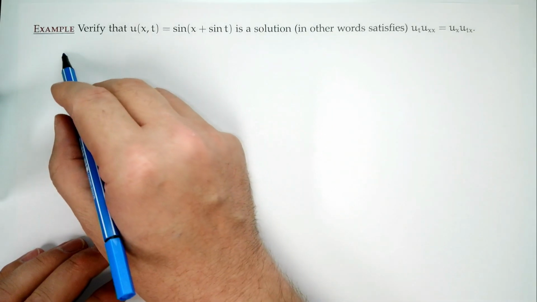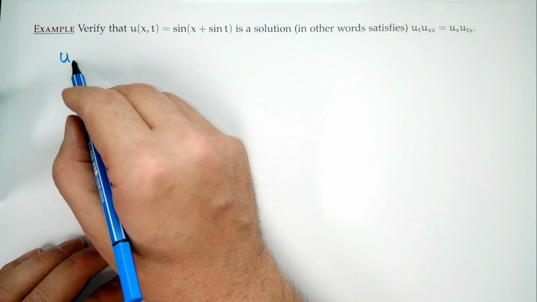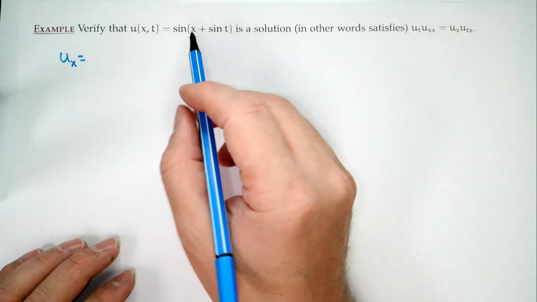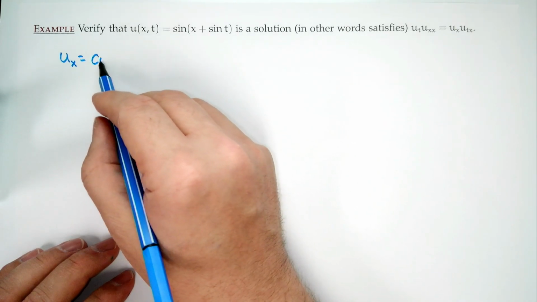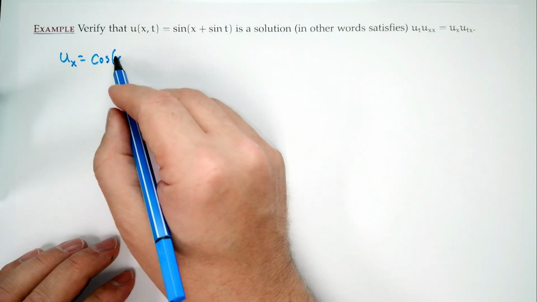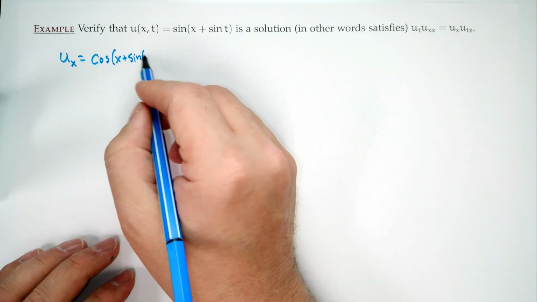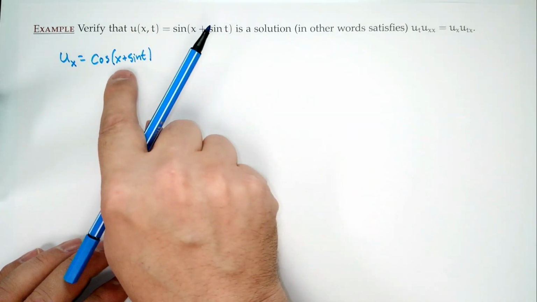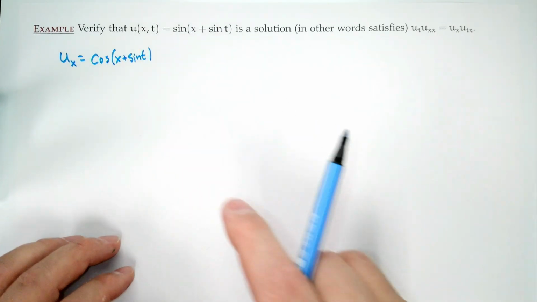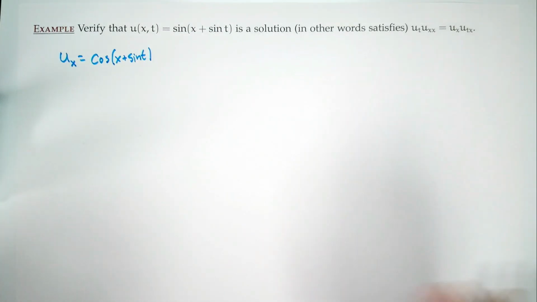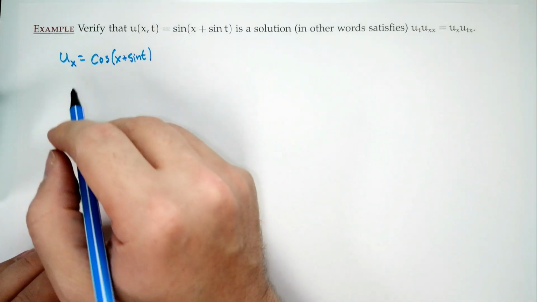So we should always start with the first order, u sub x. Well, sine of x plus sine t. So cosine, derivative of sine, leave the inside alone, times the derivative of the inside. Well, because we're taking the derivative with respect to x, the derivative of x plus sine t is 1. And we're done. Okay, that's good.